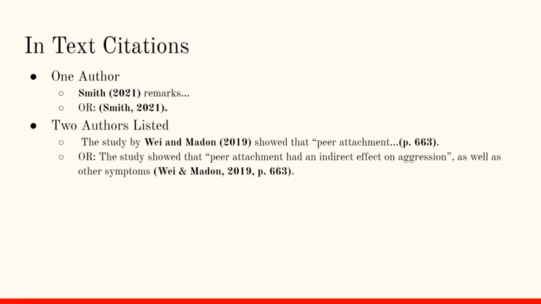If there are two authors, include both authors' last names and the year of publication as well. If you're citing within your text, you use the word "and" to separate the names, again with the year appearing in parentheses next to them. If parenthetically citing, include both names, this time separated by the ampersand symbol, with a comma and the year of publication in parentheses at the end of the sentence.